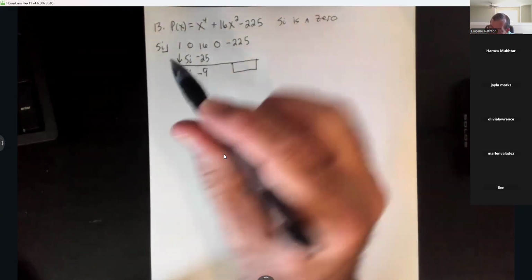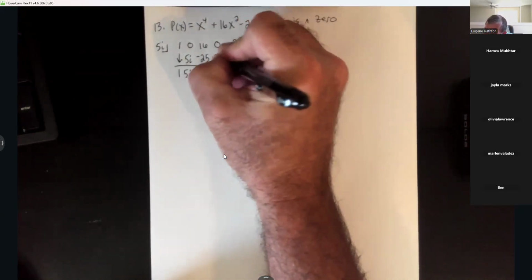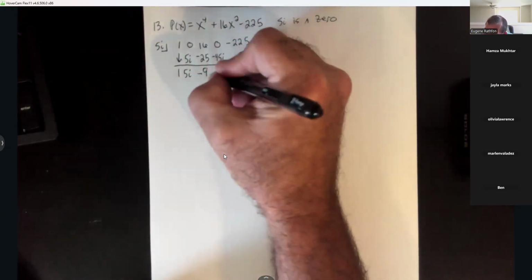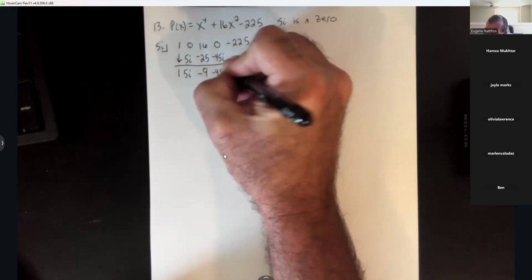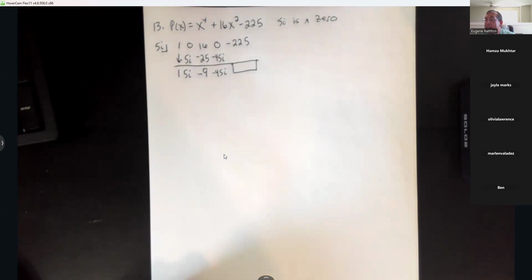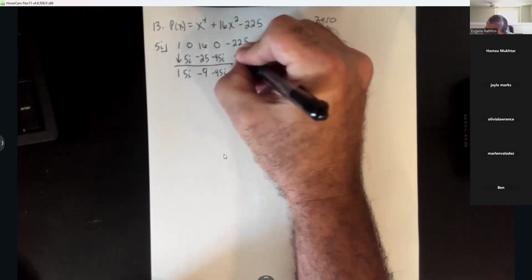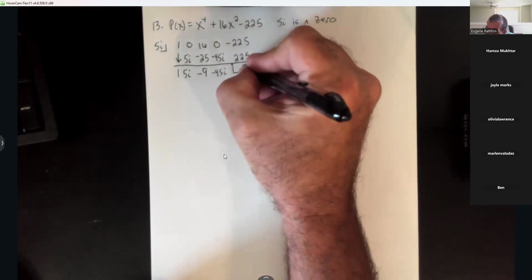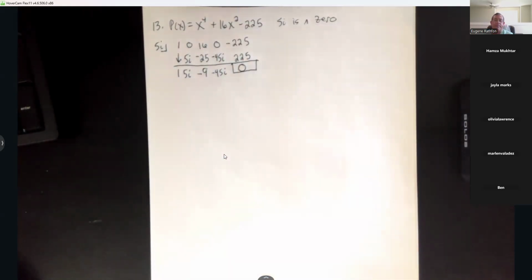Negative 9 times 5i is negative 45i. 0 plus negative 45i is negative 45i. And y'all, that negative 45i times 5i is negative 225i². But remember, i² is negative 1, so that's going to make that a positive 225. When you add them together, you get a remainder of 0.